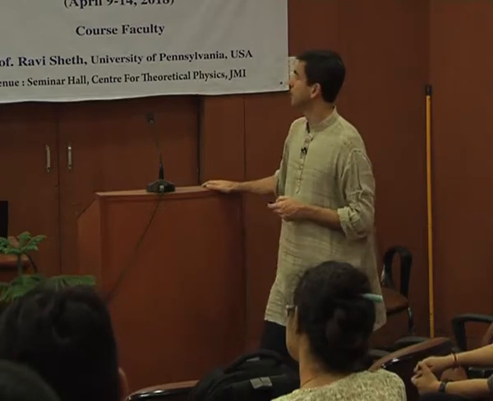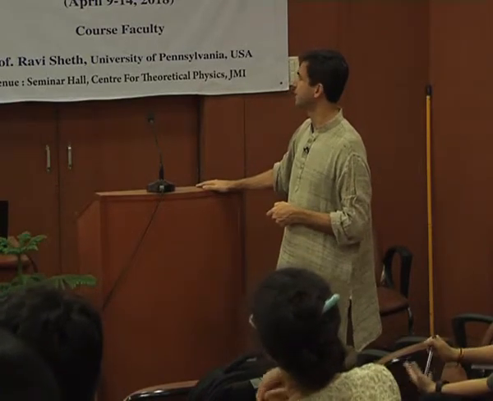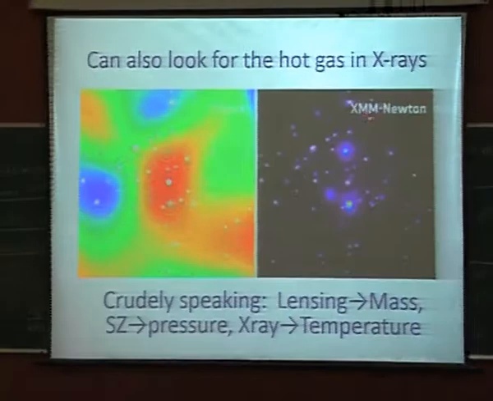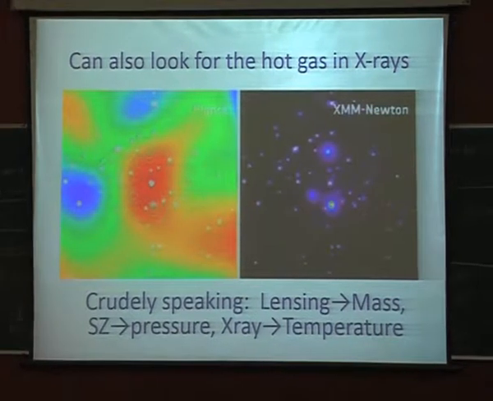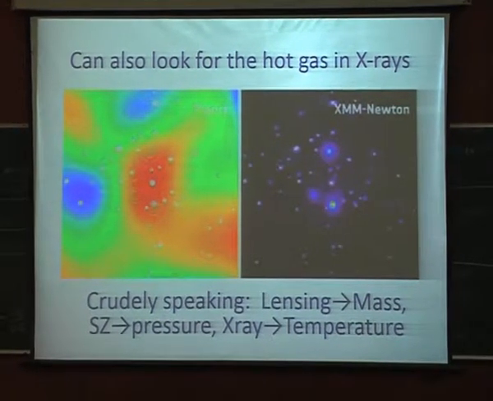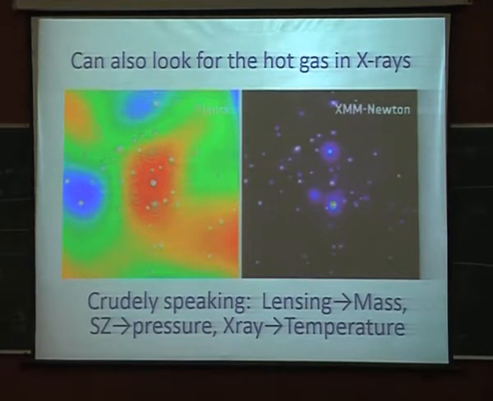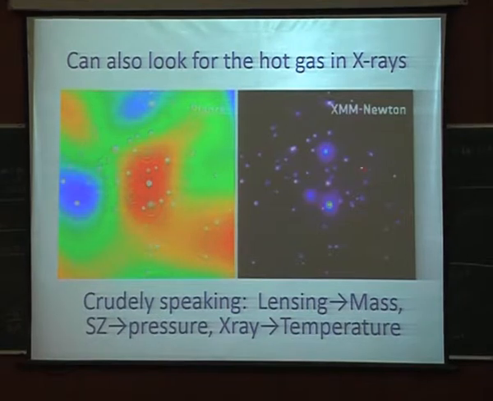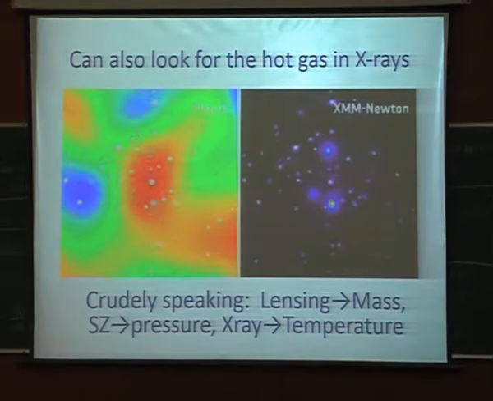So this was looking in the SZ, so looking at the hot gas, but you can also look in X-rays. And so these are different satellites doing these observations. And so the crude statement is the following. The lensing is measuring the mass of a lens. The Sunyaev-Zeldovich effect is measuring the pressure. And the X-ray is measuring the temperature. And so you're getting different estimates of the gas.